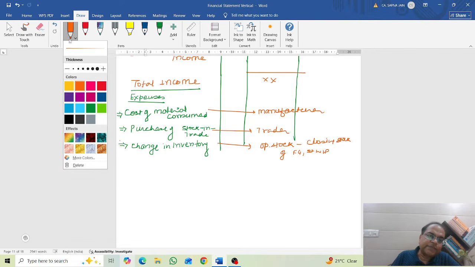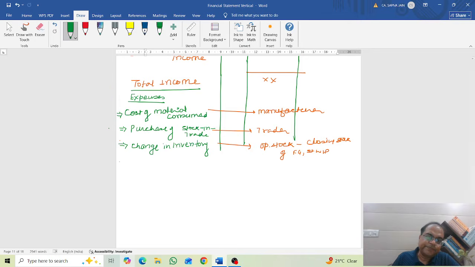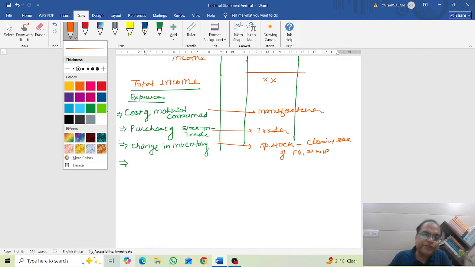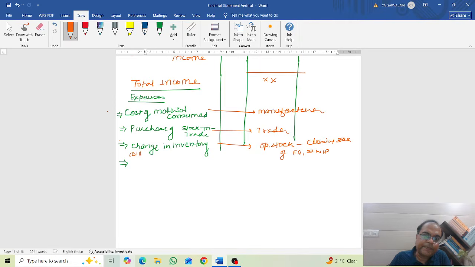First is cost of material consumed. Number second is purchase of stock in trade. Number third is change in inventory or difference in inventory. Change or difference, difference of opening stock minus closing stock, of finished goods, of stock or of WIP.